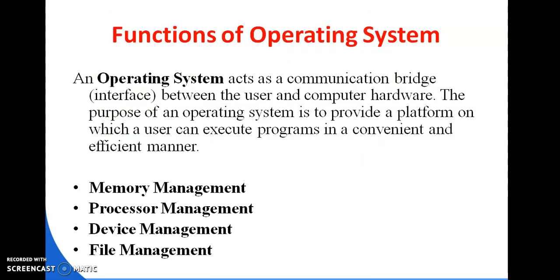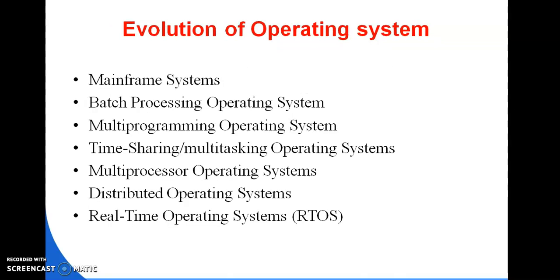Next, come to what are the functions of operating systems, or what are the major functions of operating system. Now operating system acts as a communication bridge between the user and computer hardware. The purpose of an operating system is to provide a platform on which the user can execute programs in a convenient and efficient manner. So under these major functions of operating systems, first is your memory management, second is your processor management, third one is your device management, and fourth one is your file management.